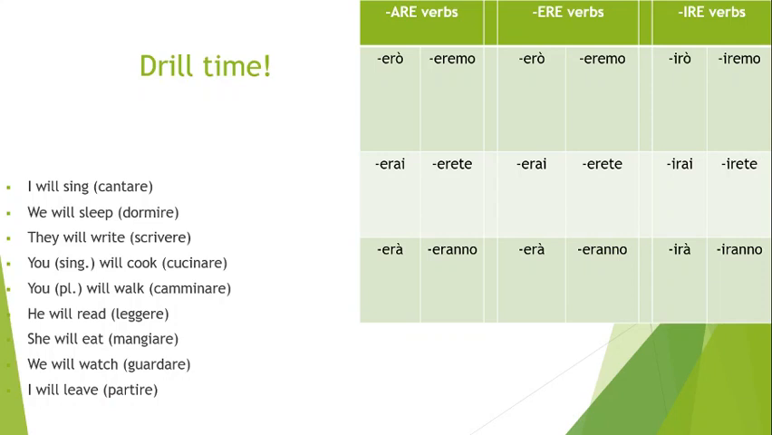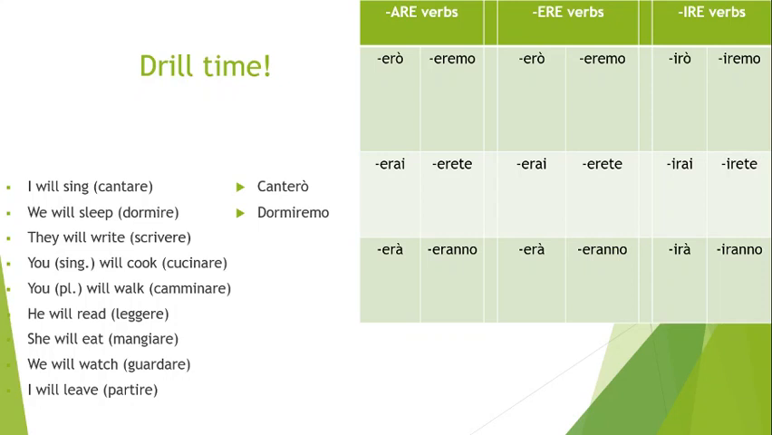So the first one, starting out, I will sing, cantare, becomes canterò, right? You just chop off the are, replace it with ero, because it's an are verb. You just look on that chart. It's very easy, canterò. We will sleep. Dormire is the infinitive. We will sleep is dormiremo.